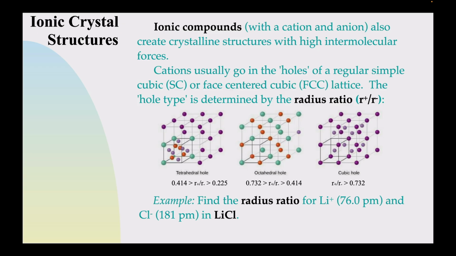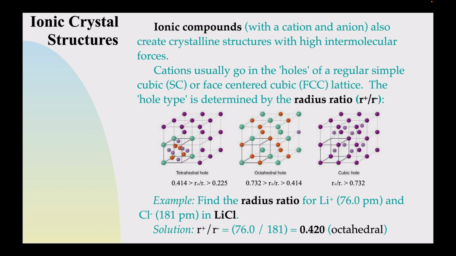So in this example, we would take 76 and divide by 181. That comes out to be 0.420. And if you look at that list up there, 0.420 falls within the range of the octahedral system. So lithium chloride is going to exhibit an octahedral system when it comes to ionic compounds. Let's talk about what that means for lithium chloride and also, of course, what it means for us in this lab.